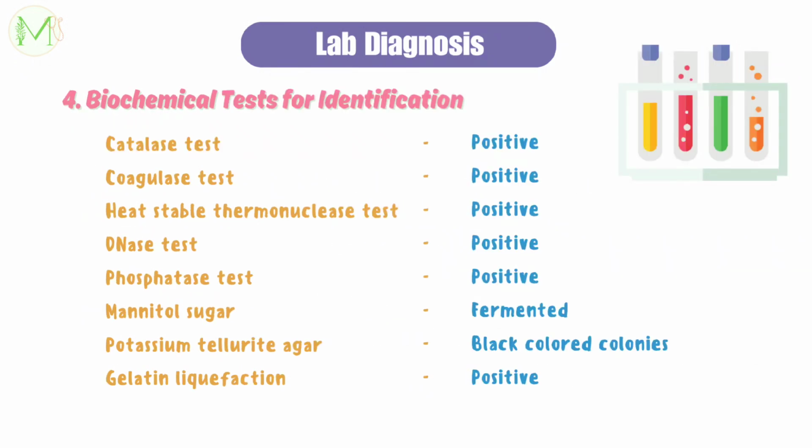Next, we have some biochemical tests for identification. It is catalase test positive, heat stable thermonuclease test positive, DNase test positive, and phosphatase test positive. Mannitol sugar is fermented, and on potassium tellurite agar, it produces black colored colonies, and gelatin liquefaction is positive.